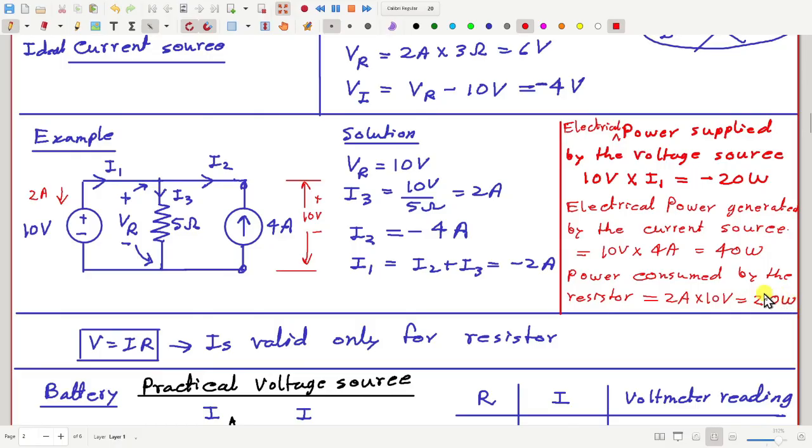20 watt. So now let us see whether energy balance is satisfied. So voltage source is consuming 20 watt, resistor is consuming 20 watt, and current source is delivering, generating 40 watt. So altogether it's balanced. Okay. Fine.